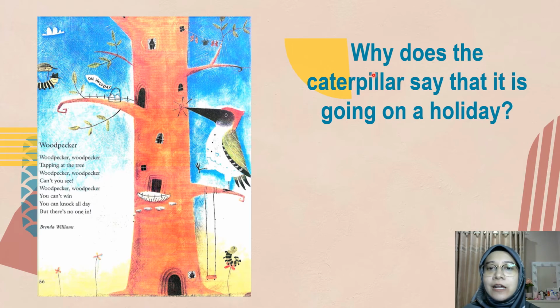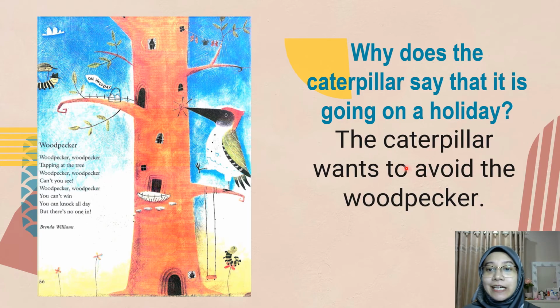Oh no, this is not the last one. Why does the caterpillar say that it is going on a holiday? Okay, kenapa awak rasa caterpillar ulat beluncas tu cakap yang dia nak pergi bercuti? Why? Alright, I think the caterpillar wants to avoid the woodpecker. Okay, dia sebenarnya mungkin caterpillar tu nak mengelakkan diri dari woodpecker. Remember, woodpecker eats insects, makan serangga. So caterpillar is one of the insect, right? So maybe caterpillar ni nak elakkan diri from the woodpecker.